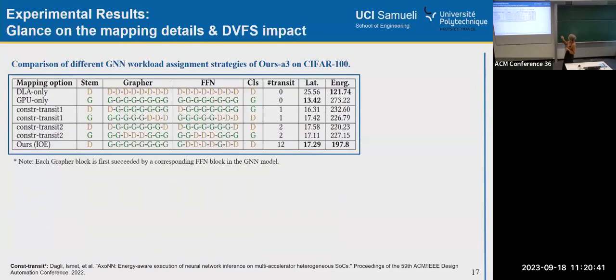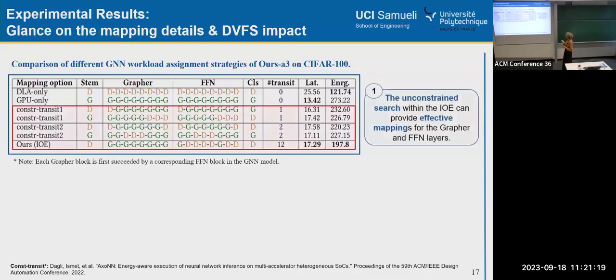Now we look at the details of the mapping strategy of one GNN architecture picked from our results. We give here further comparison with another state-of-the-art approach that also considers this distributed mapping over the different computing units of the NVSoC. Specifically, this approach sets some constraints on the number of transitions between the computing units. However, our approach is a non-constrained search, so we don't set any constraints on the number of transitions, and we let the framework figure out how to assign the workloads regarding their computation and memory requirements.